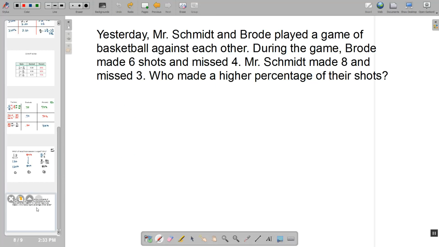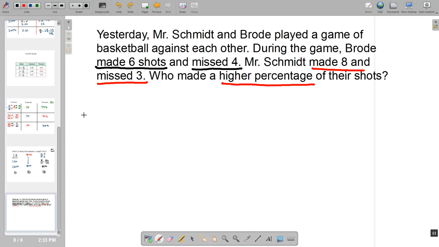And the last type of problem is a different type of story problem that wants you to find the percentages of a real-world situation. So yesterday, Mr. Schmidt and Brody played a game of basketball against each other. During the game, Brody made 6 shots and missed 4 shots. Mr. Schmidt made 8 shots and missed 3 shots. Who made a higher percentage of their shots?